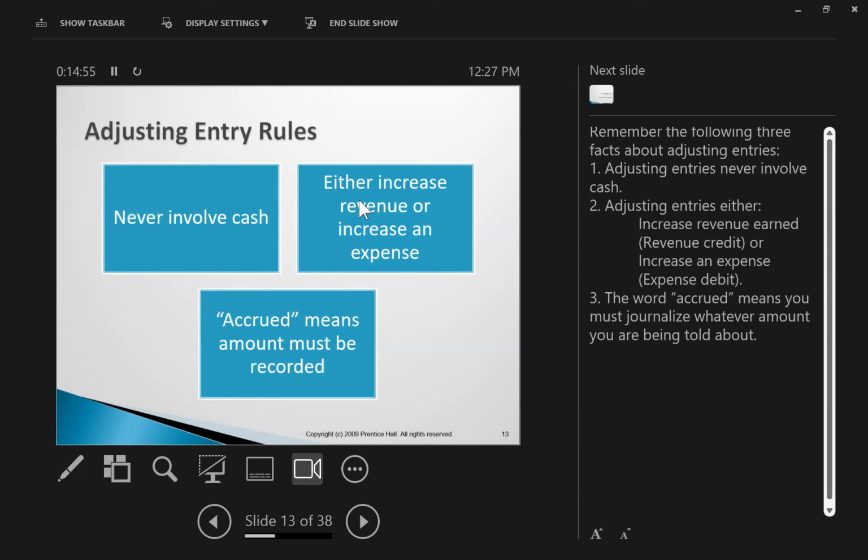It's either a revenue or an expense account. We're going to increase them. Increasing revenue is a credit. Increasing an expense is a debit. Those are the only ones we're going to do. And accrued means the amount must be recorded.